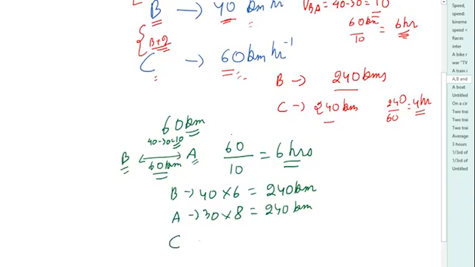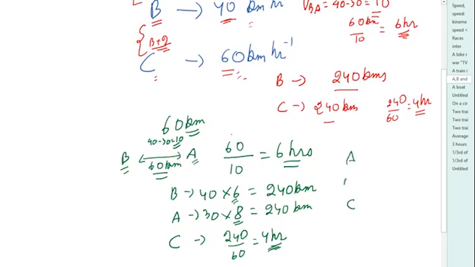So now if C has to be neck to neck at the same point, C would also have traveled 240 kilometers and C's speed is 60. So C needs to travel only for 4 hours to make the same distance. So if A has traveled for 8 hours, B has traveled for 6 hours, C needs to travel only for 4 hours, which means C can afford to start 2 hours after B started. And that's how we get that C will be 2 hours.